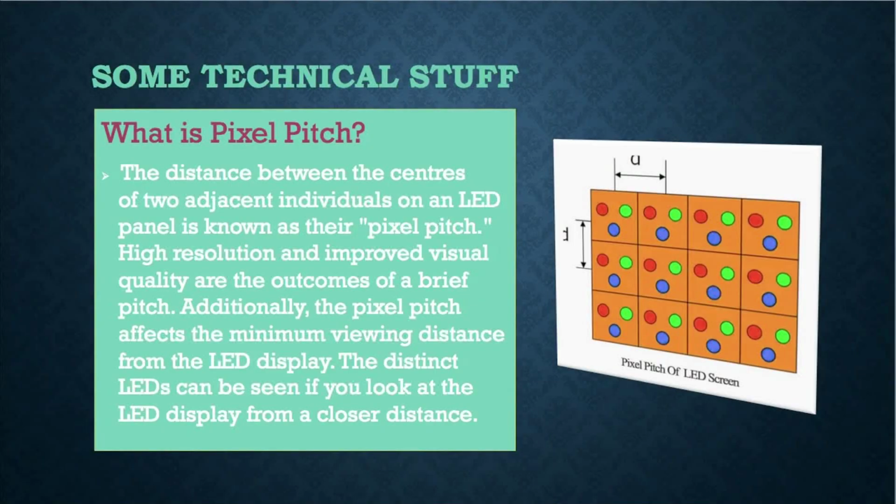So there are two important terms, the first one is pixel pitch. So what is pixel pitch? The distance between the centers of two adjacent pixels on an LED panel is known as the pixel pitch. High resolution and improved visual quality are the outcome of a smaller pitch. Additionally, the pixel pitch affects the minimum viewing distance from the LED display. The distinct LEDs can be seen if we look at the LED display from a closer distance.